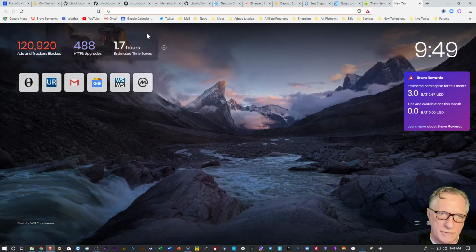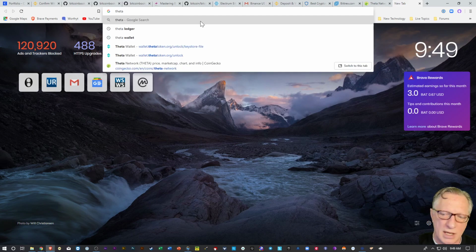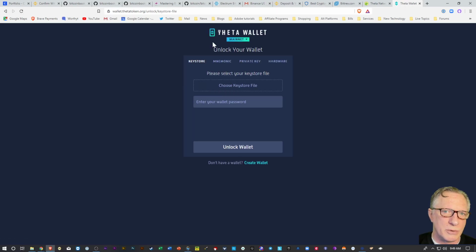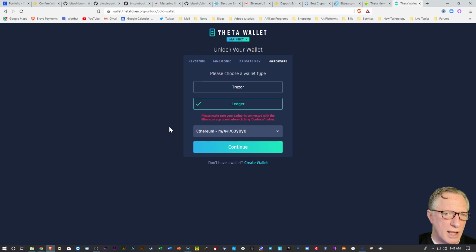Now, I believe we've talked before about the Theta wallet on the live stream, so I won't go into too much detail, but you need to go to the Theta wallet. And then in my case, I can use my Ledger to unlock my Theta balance that I have stored in my Ledger-based wallet. Right? And then I can deposit Theta. I can withdraw the Theta from the cryptocurrency exchange and put it in here.